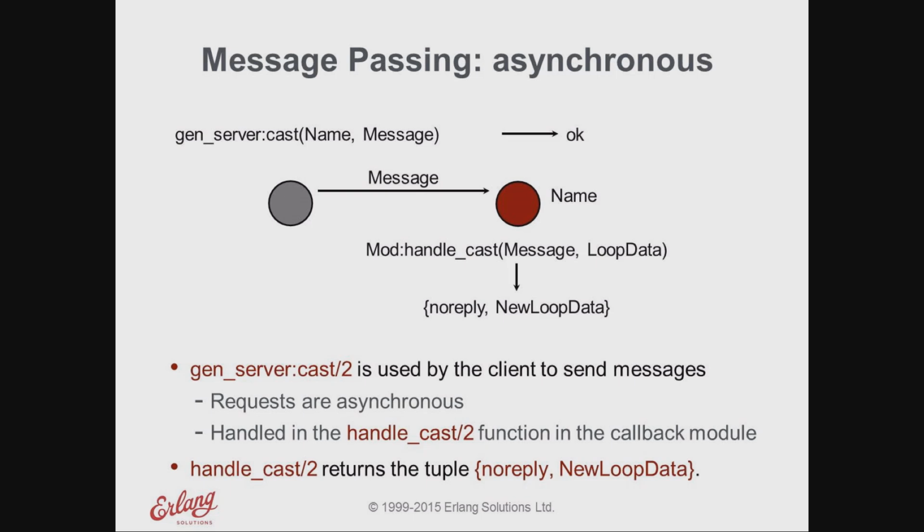And handle_cast will pattern match on the message in the first argument. The second argument is the loop data. It handles that message and then sends back a tuple of the format noreply, new loop data.